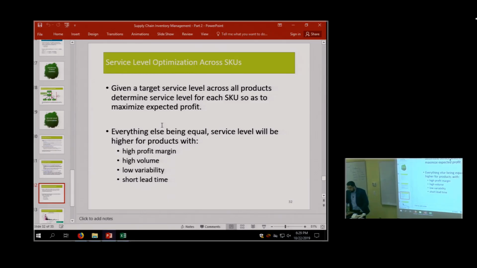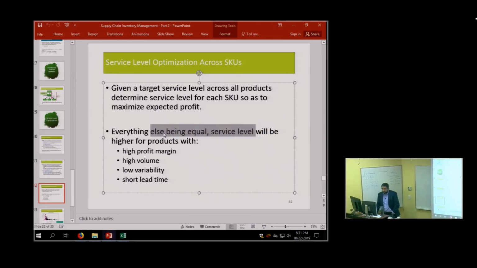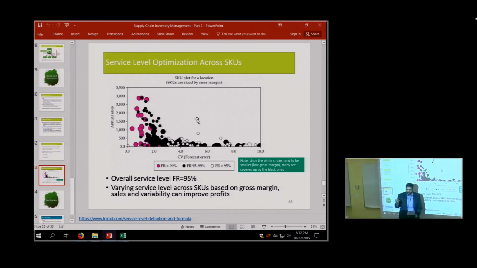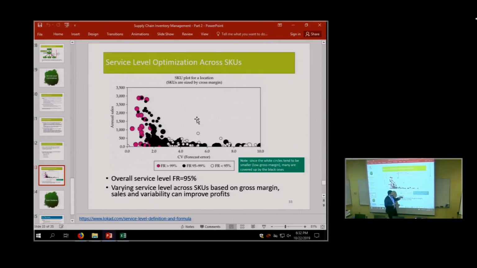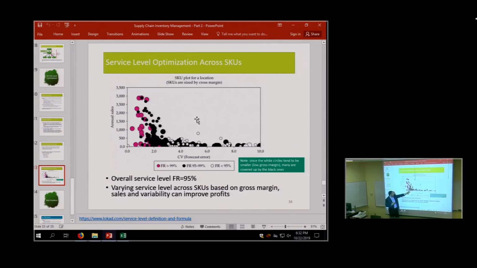So let me show you a picture we can capture this. So in general, everything else being equal, you want to set high profit margin, high volume, low variability items to have high service levels, and the reverse of this to be low. So let me show you a picture. So here, the size of the circle shows you the gross margin, how profitable something is. If you are this way, you are less variable. Okay? So low variability SKUs are here, high variability SKUs are here, because this is the coefficient of variation on the x-axis. Low demand is here, high demand is here. So the best thing for us is to have low variability and high demand and big circles.